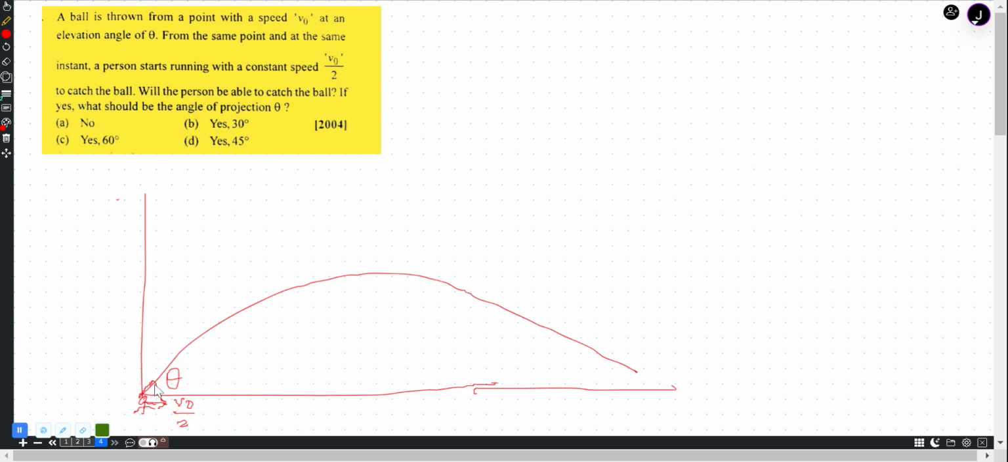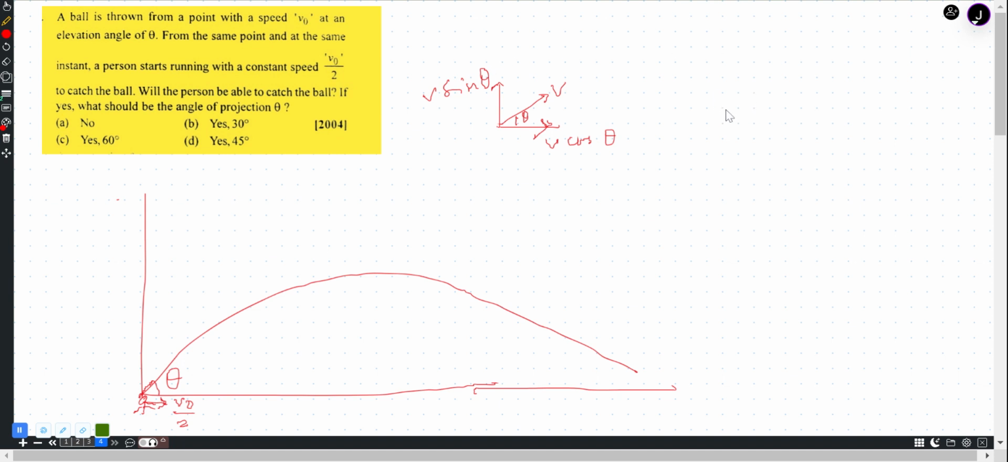So we know that when we throw a ball with the speed v up in the air, we have two velocity components. One velocity component in vertical direction and another in horizontal direction. At an angle theta, if we throw the ball, we have v cos theta in the horizontal direction and v sin theta in vertical direction.